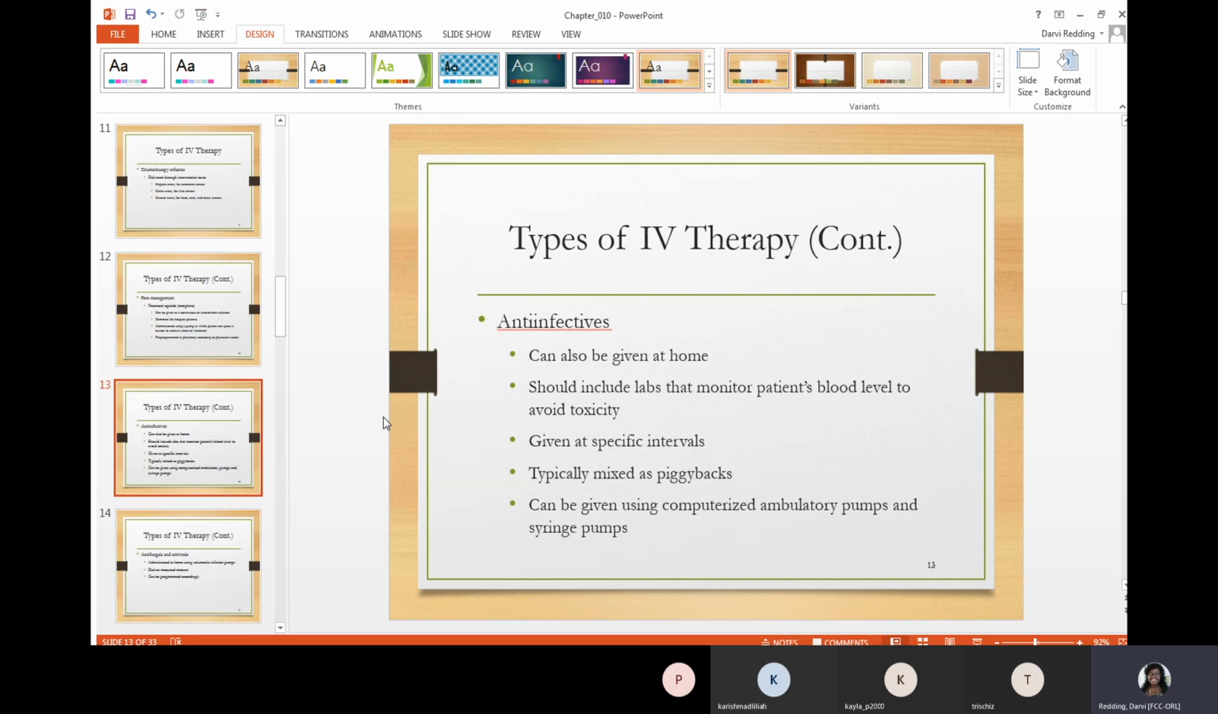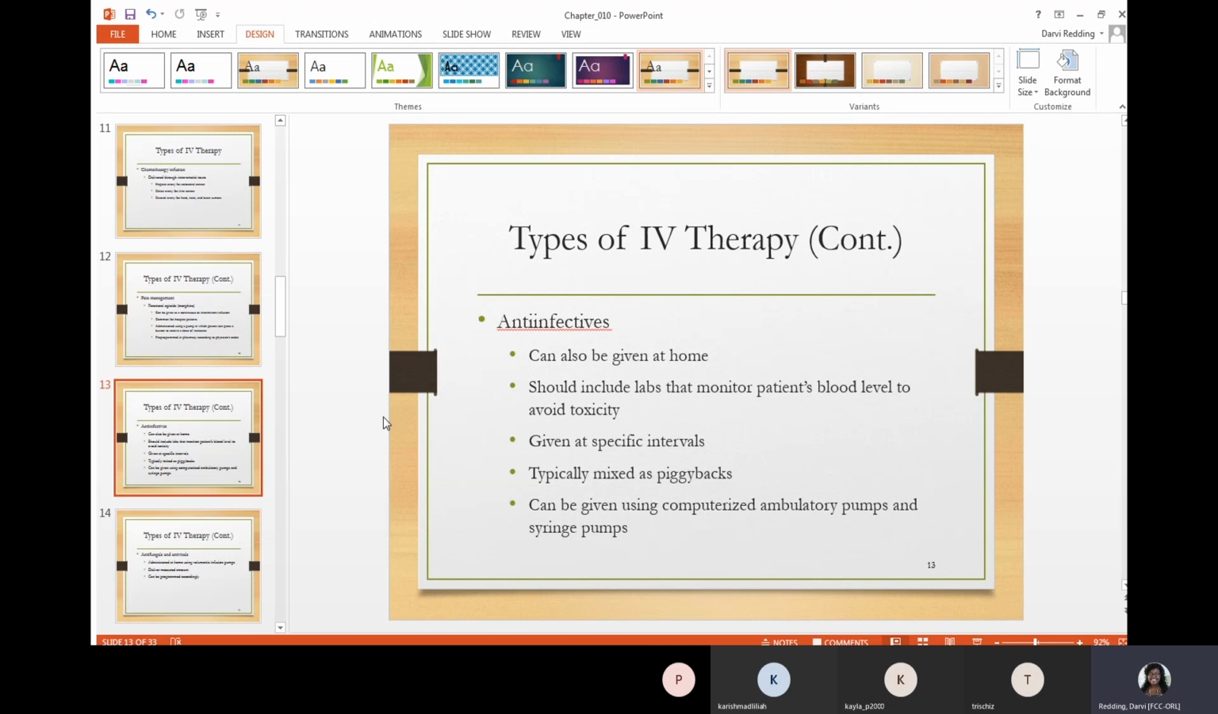Now, other types of IV therapy can include anti-infectives, and anti-infectives can also be given at home, not just in a hospital setting. It should include labs that monitor the patient's blood level to avoid toxicity. Those anti-infective medications are given at a specific interval, and they're typically mixed as piggybacks.